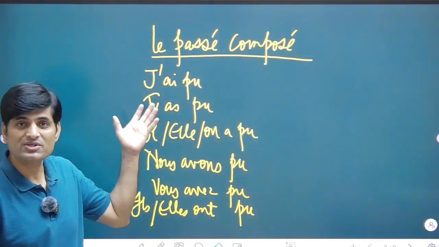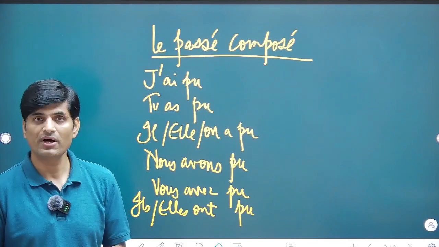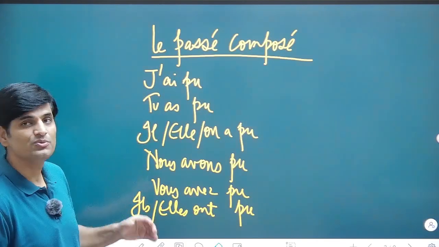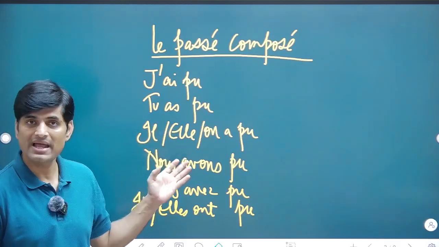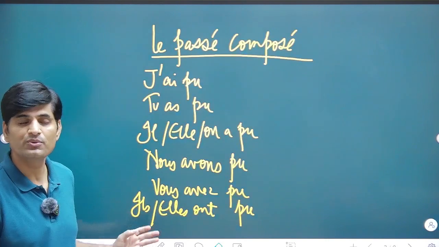So when we talk about passé composé, this is how we do the conjugation for passé composé for the word pouvoir. In the third form, it becomes j'ai pu, tu as pu, il a pu, elle a pu, on a pu, nous avons pu, vous avez pu, and in the end we have ils ont pu, elles ont pu.